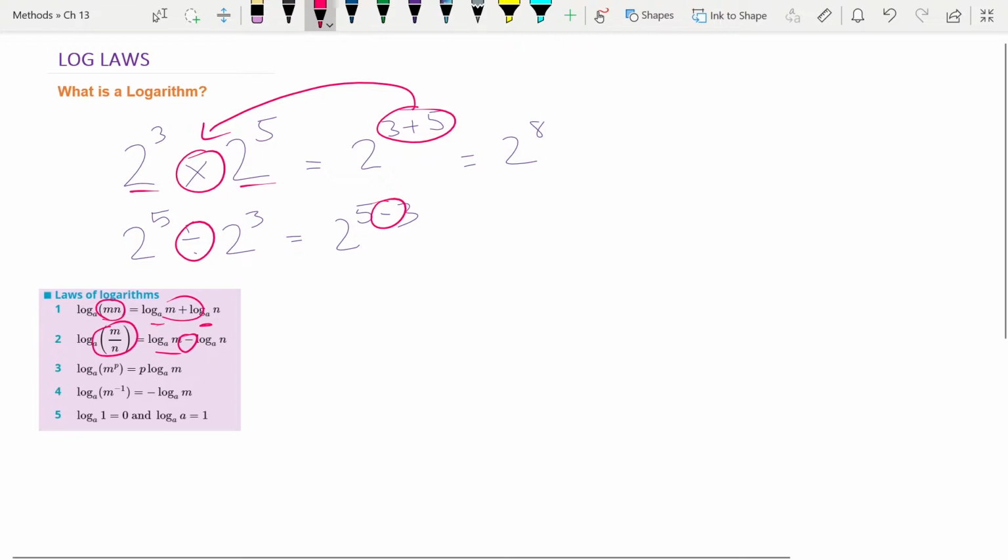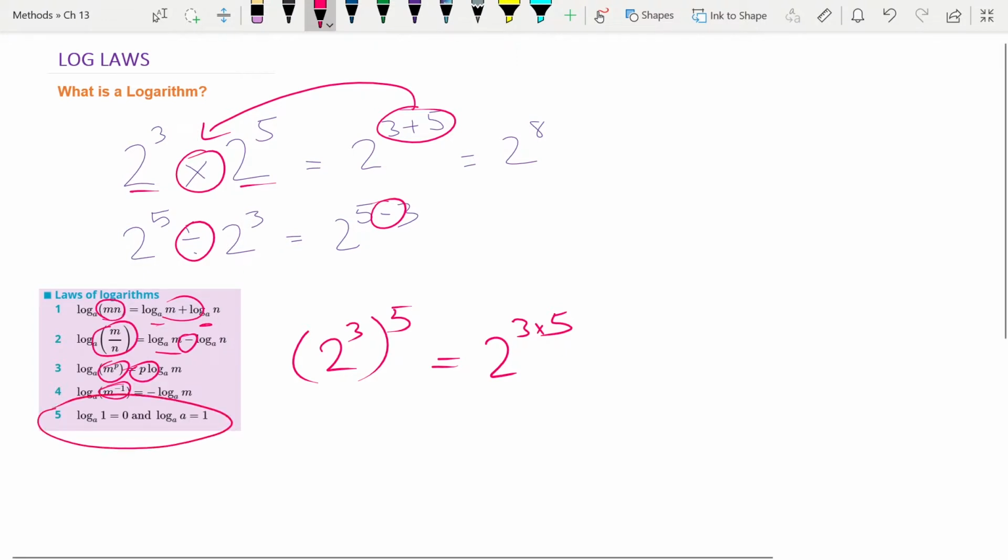Similarly, the rest of the log laws match up with their index laws. So let's say 2 to the power of 3 all to the power of 5 would be 2 to the power of 3 times 5. We can actually put the powers inside, so the multiplying by p actually goes inside as a power of p. When we have a negative root here, we can take that negative out, which closely relates to log law 3. And log law 5 is basically just saying we know anything to the power of 0 is going to equal 1.